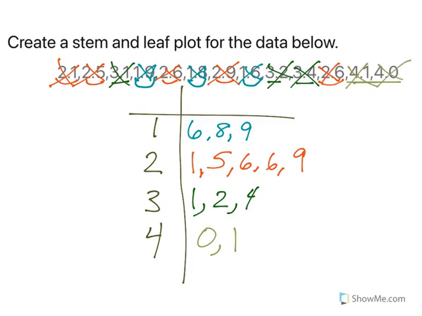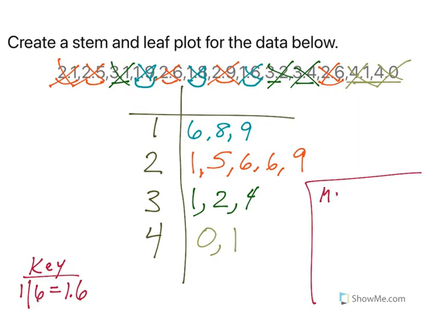Now, when you look at this, you can't tell that there are decimals. So it's important that we have a key where we show 1 line 6 equals 1.6. This tells everybody, here is what we know. Okay, and from this, we can tell that our minimum is 1.6, our maximum is 4.1, and we have two leaves of 6, it's the most, so our mode would be 2.6. And that's creating and interpreting stem and leaf plots.